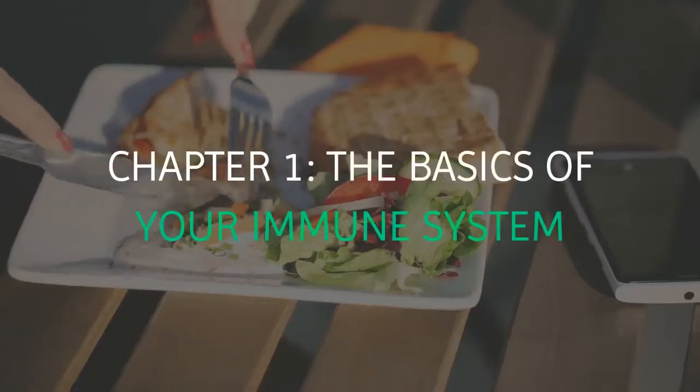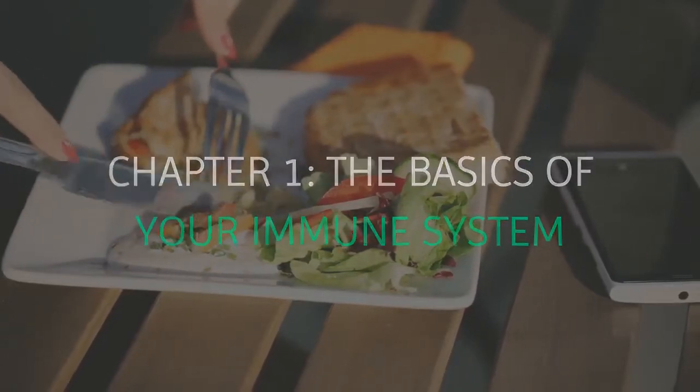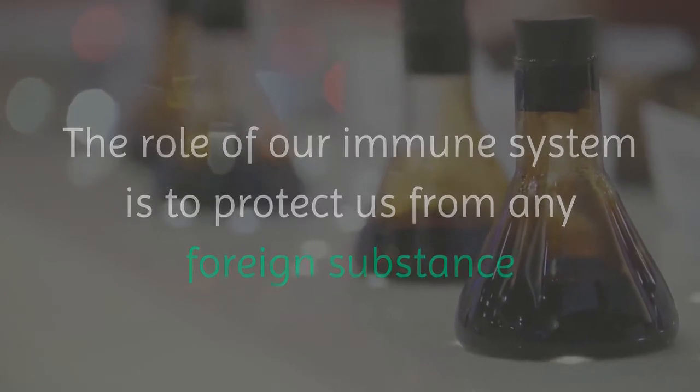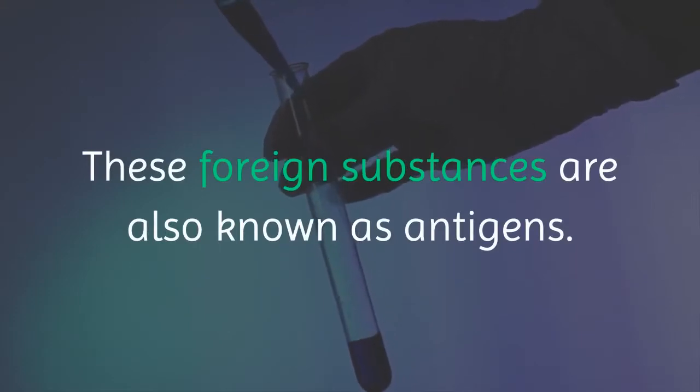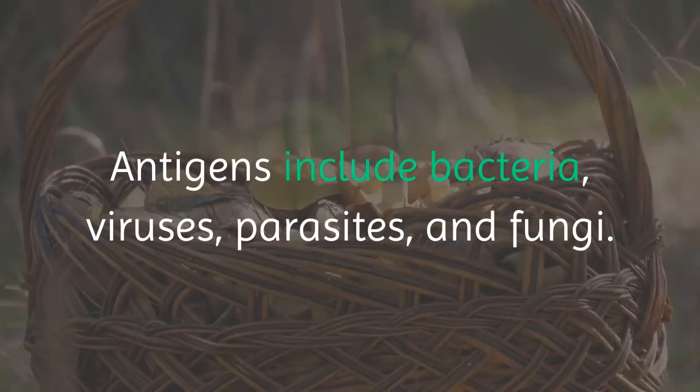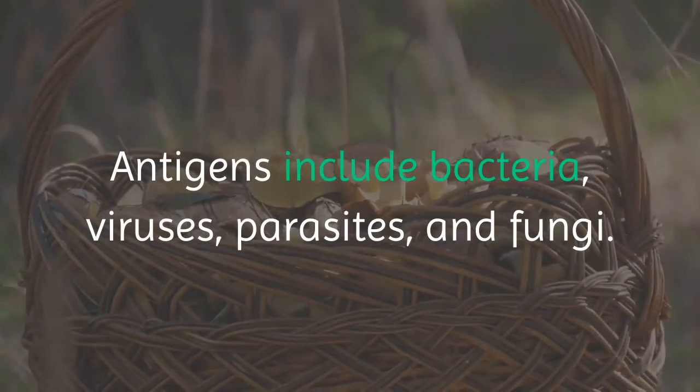Chapter 1: The Basics of Your Immune System. The role of our immune system is to protect us from any foreign substance that could harm the body. These foreign substances are also known as antigens. Antigens include bacteria, viruses, parasites, and fungi.